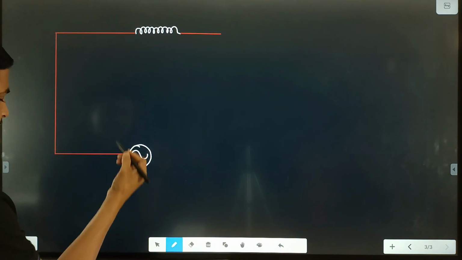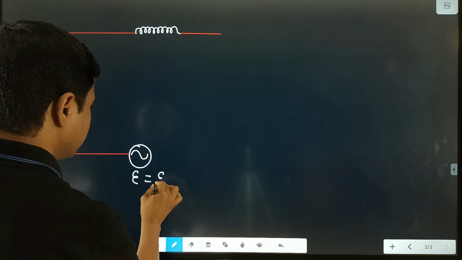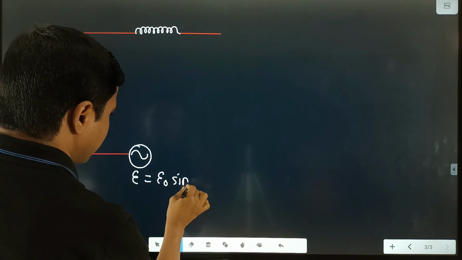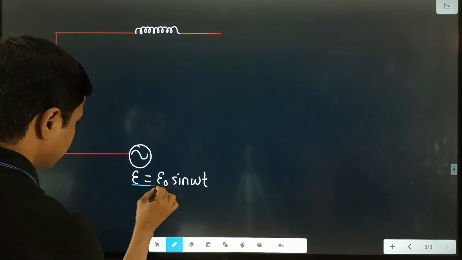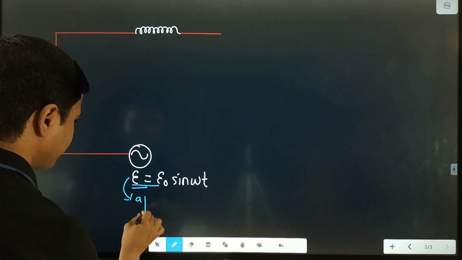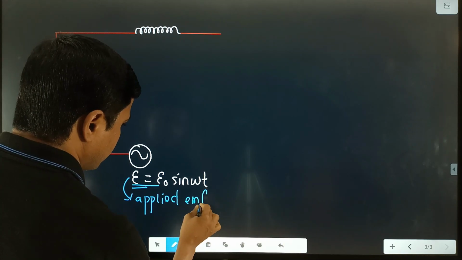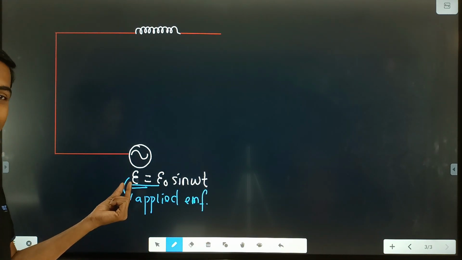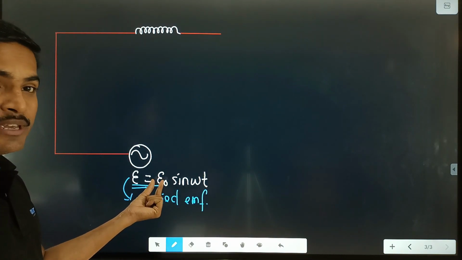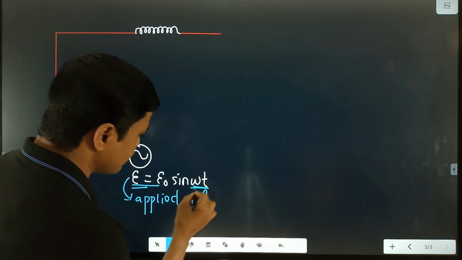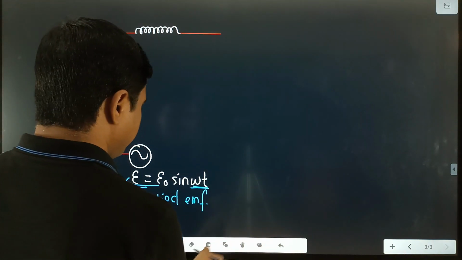If this is the alternating voltage or alternating EMF, we write E. E is equal to E0 sin omega t. This is the applied EMF. Clear? Here E is the instantaneous value of the applied EMF. E0, you know, is the peak value. Here omega t is the phase. Clear? And you close the circuit.